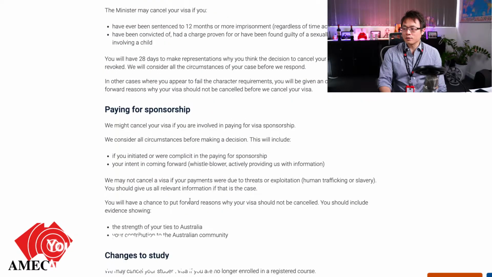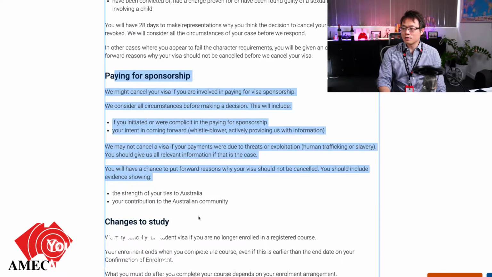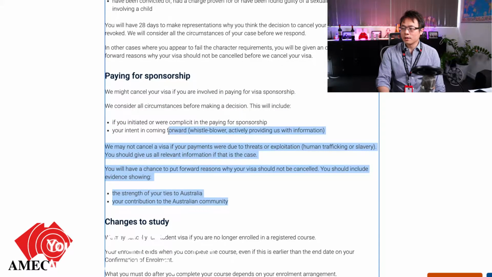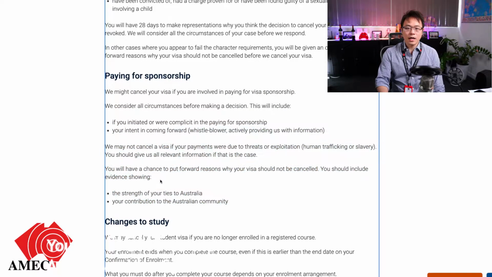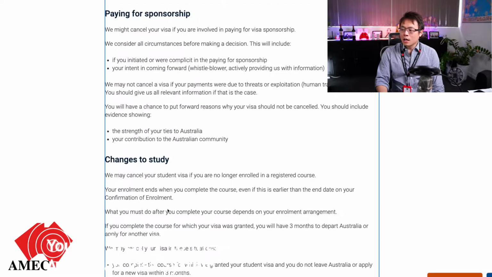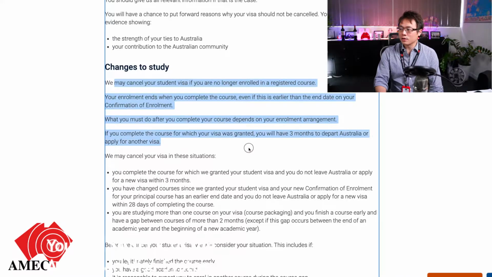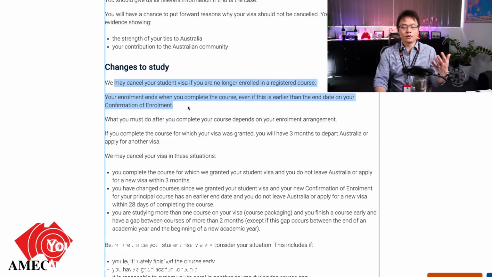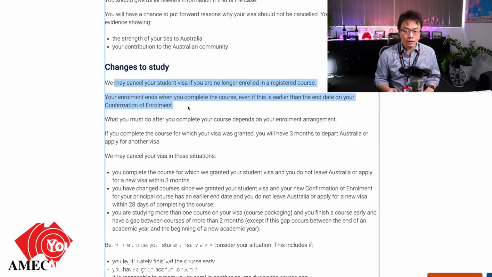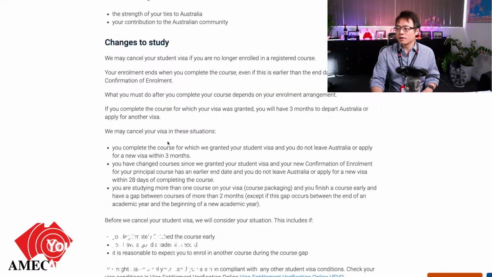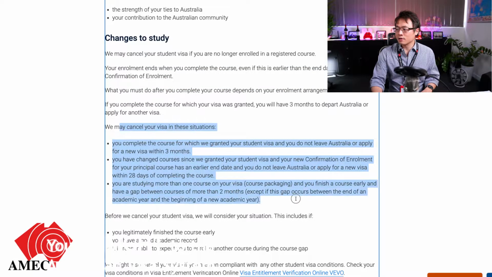Okay, and the other one is paying for sponsorship. So you're seeking employment and finding a way to pay yourself into the country. Here's an example: change of studies. Again, you were enrolled in a certain university A, and you suddenly decide not to study in that university. You change to some other courses. Then obviously you will be attracting cancellation of your visa.